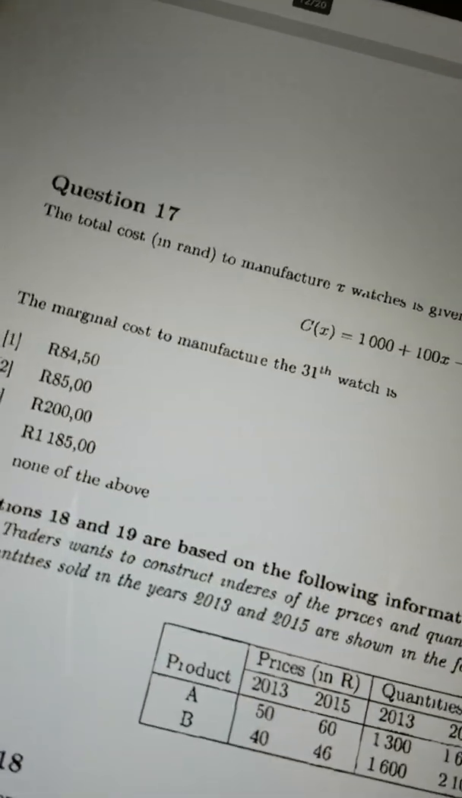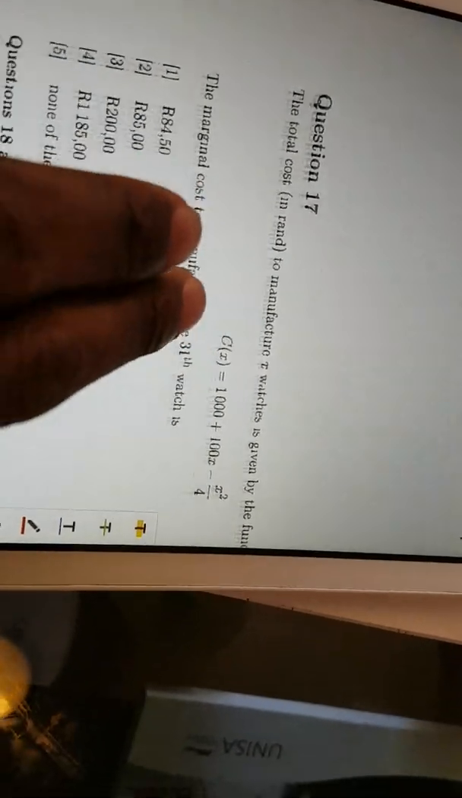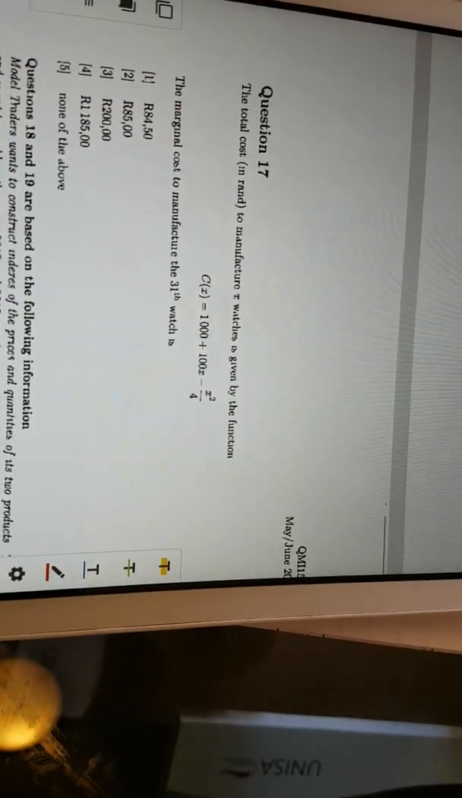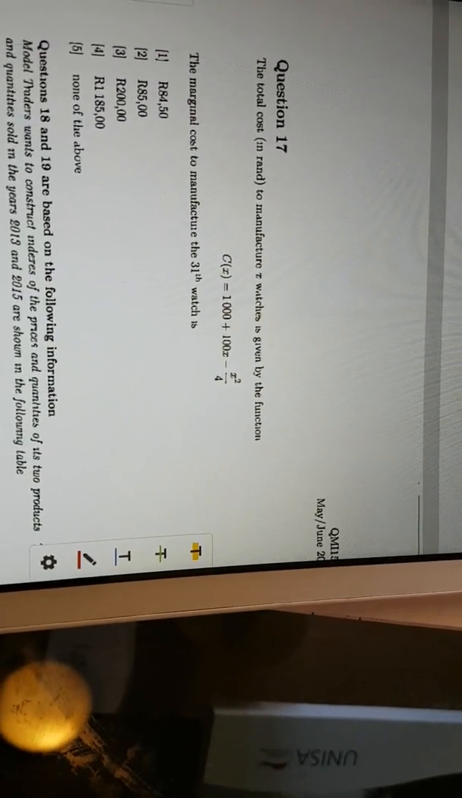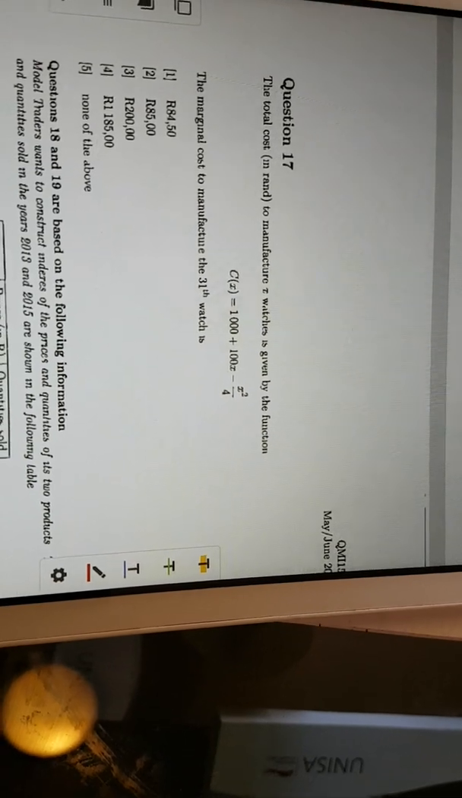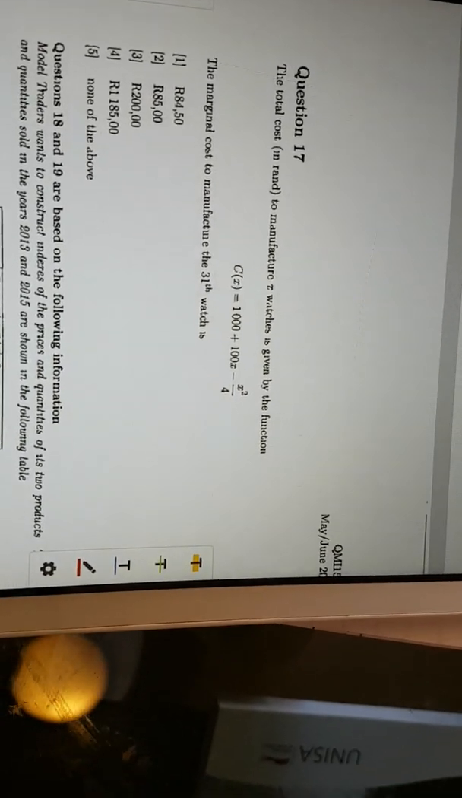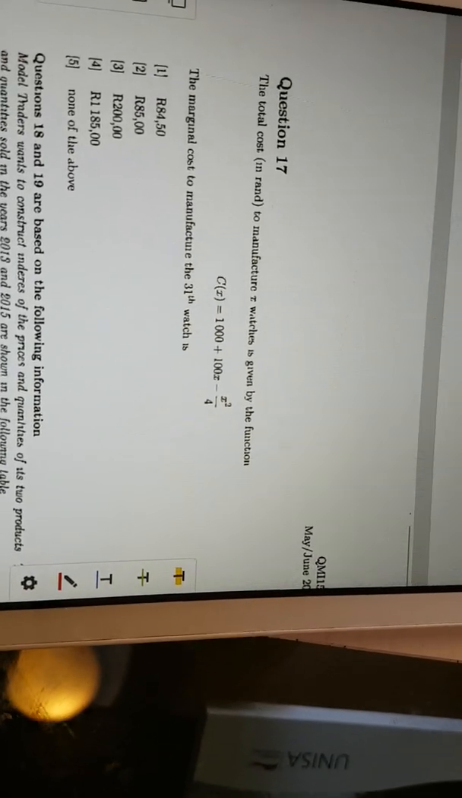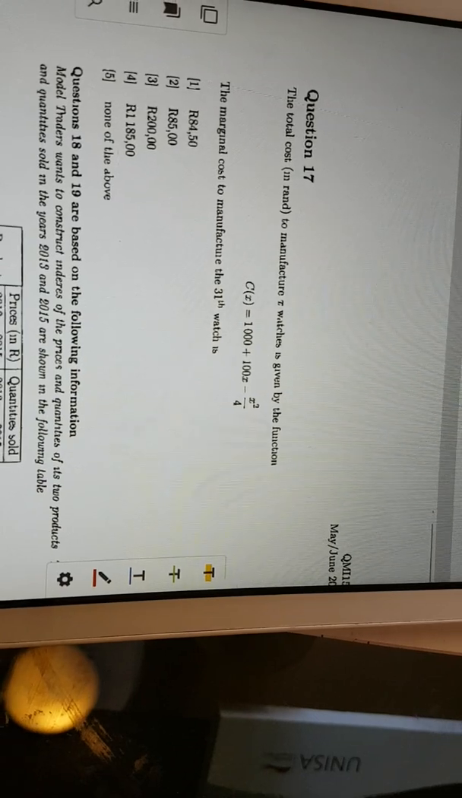Okay, let's move to question number 17. Question number 17 talks about the total cost in rand to manufacture X watches is given by. So to do this question, first of all, you need to derive the function, okay? So let's derive.